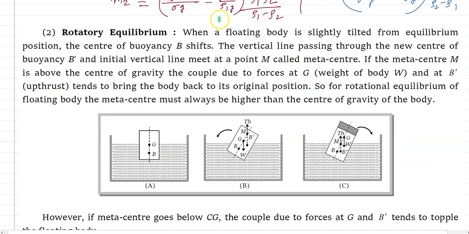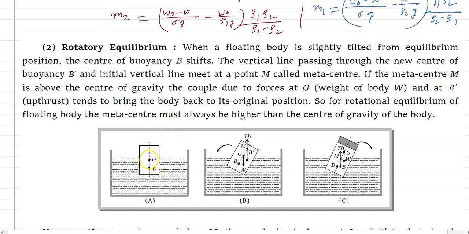In case of floating, there is another equilibrium we need. This is called rotary equilibrium. This rotary equilibrium is very important to make a boat or any ship. So for a floating body, G is the center of gravity and B is the center of buoyancy. Center of buoyancy means the point through which the buoyancy force works upward, and center of gravity is the point through which the gravitational force works downward, without rotating the substance.